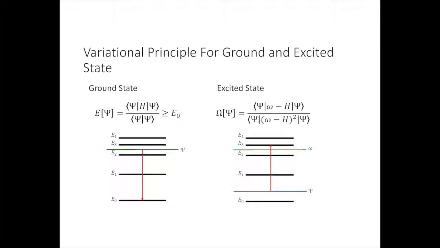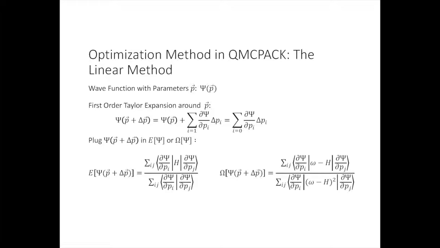All right, so let's now talk about the optimization method that's being implemented in QMCPACK, the linear method. The idea behind the linear method is actually pretty simple. Suppose you have a wave function, and it's parameterized by this set of parameters p, and suppose that you are already close enough to the global minimum that you want, the exact eigenstate. Because of that assumption, the parameter change of the wave function parameter p, so delta p, should be small.